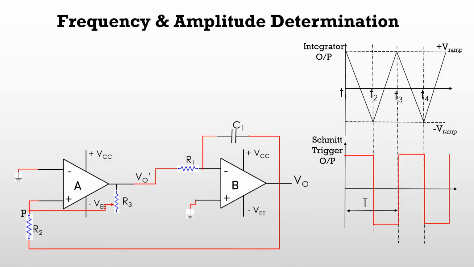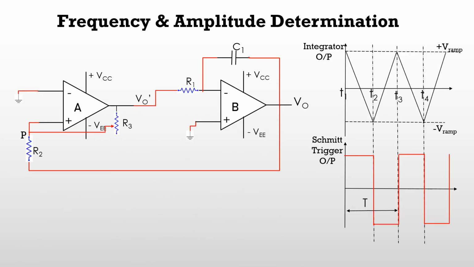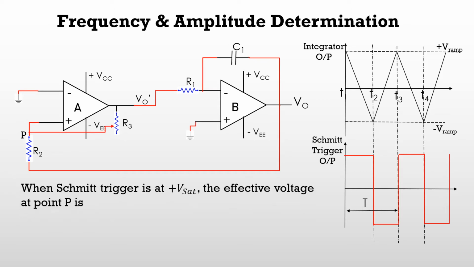So seeing the circuit diagram here, as we know, there are two parts. One is the Schmitt trigger, another one is the integrator, and these are the waveforms we had obtained in the previous case. Now, instead of taking it as UTP and LTP, we will name the amplitude as plus V ramp and minus V ramp. That is, the positive peak of the integrated output is taken as plus V ramp, and the negative part is taken as minus V ramp.